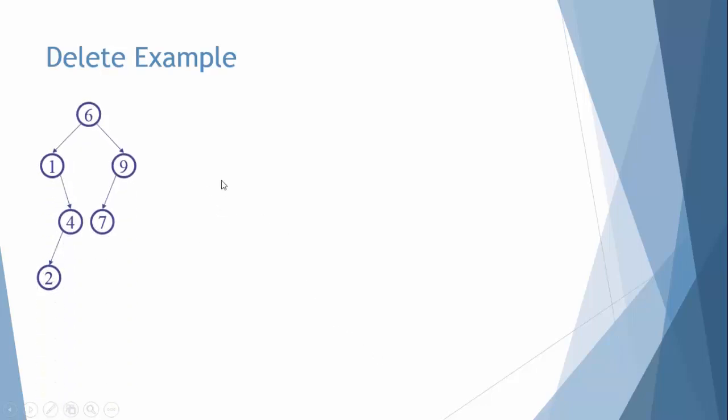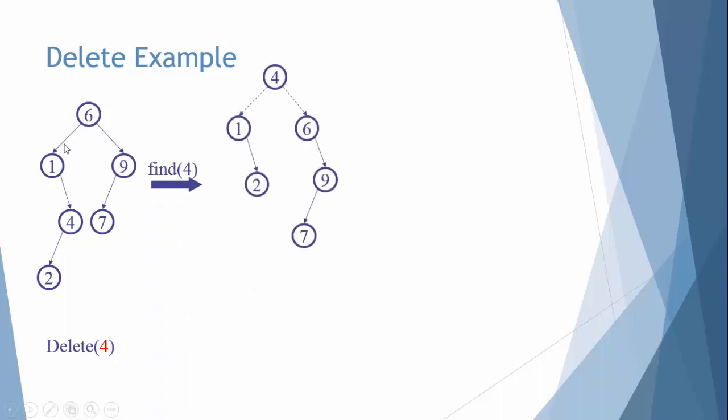Now this is our example of deletion. We have this tree and we want to delete the item 4. The first step is to find 4 and splay it. As we see, the pattern is zigzag, so we make 4 the parent of 1 and 6. The second step is to delete 4.